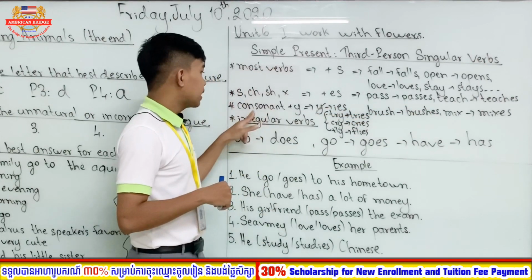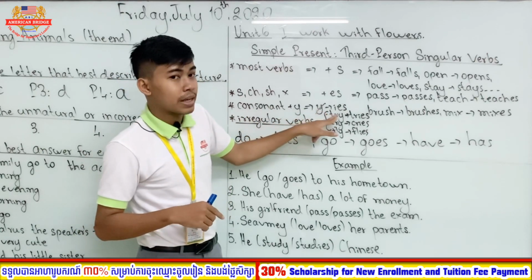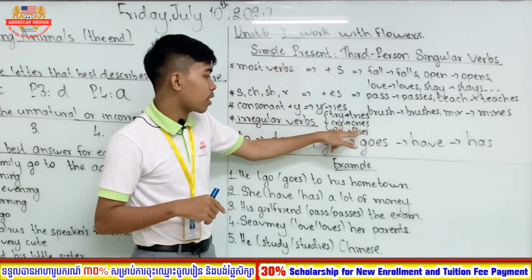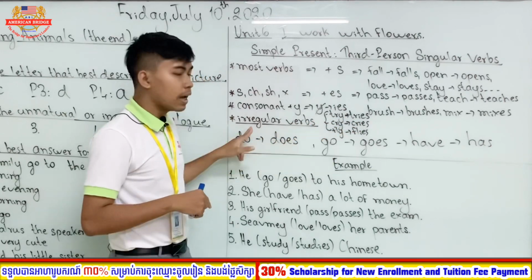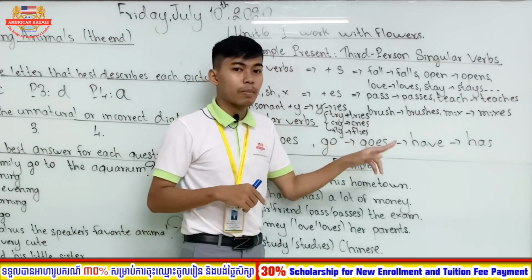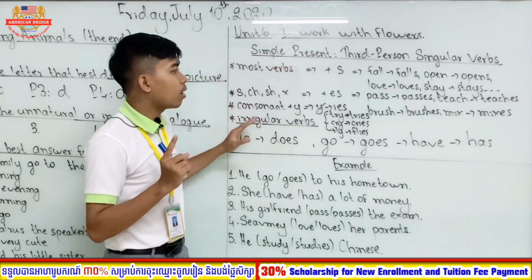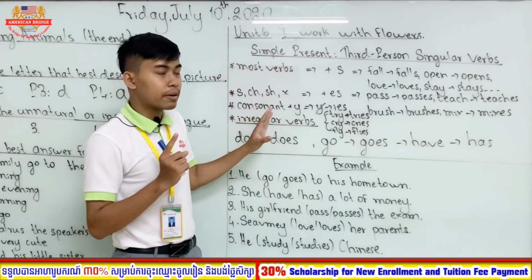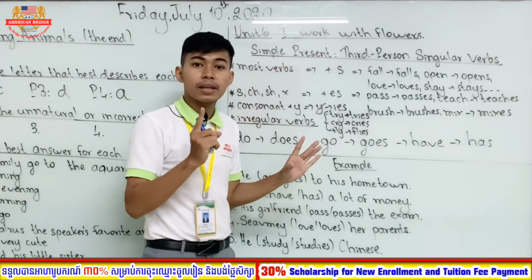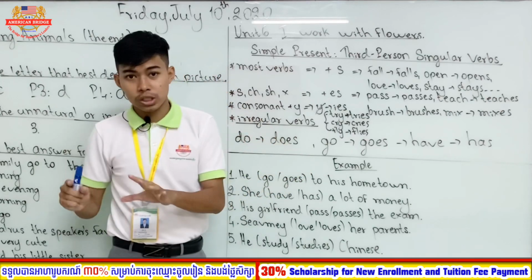Okay, next, the consonant plus y. The consonant plus y, we have to change y to ies, like the word try becomes tries, cry becomes cries, fly becomes flies. And then irregular verbs: do becomes does, go becomes goes, and have becomes has. But one more thing that you have to remember is that all of these rules are only available in the affirmative sentence. Only in the affirmative sentence, not in negative, not in question.